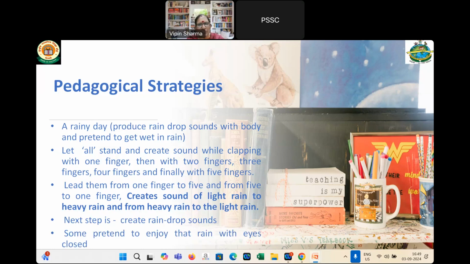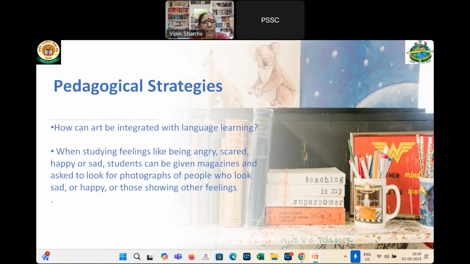Some pretend to enjoy that rain with eyes closed. It also can happen. Let them close their eyes. Let them enjoy the rain. That is again imagination. Okay. Not only rain, they can imagine the winter. They can imagine the flowery season. All this. How can art be integrated?